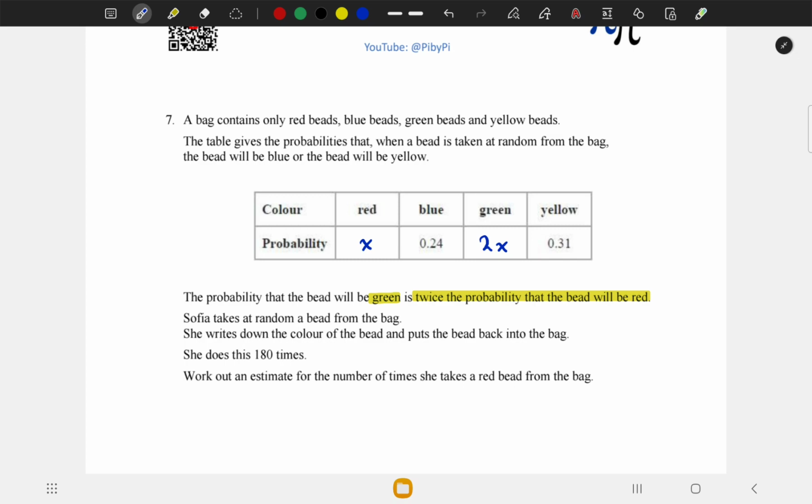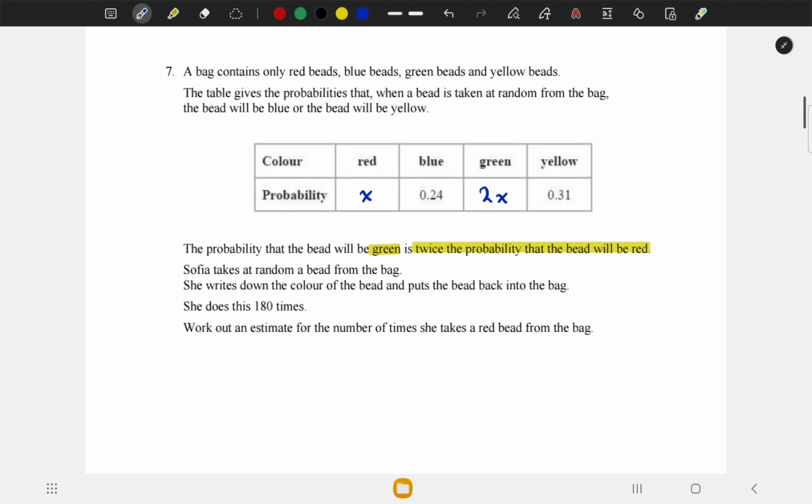Right. This means we need to start by looking for the value of x. Now, you should know that the sum of probability is always going to be 1, which means that if I take x and add 2x, 0.24 and 0.31, the sum should give us 1. Now, I collect my like terms. x plus 2x gives me 3x. 0.24 plus 0.31 gives me 0.55, and this is supposed to equal 1.